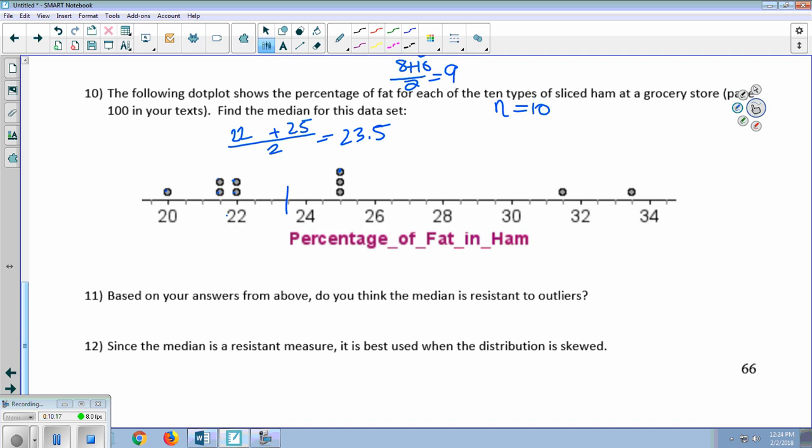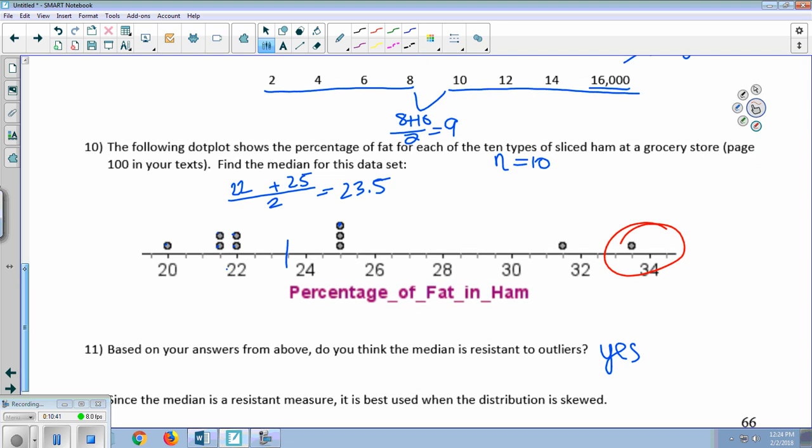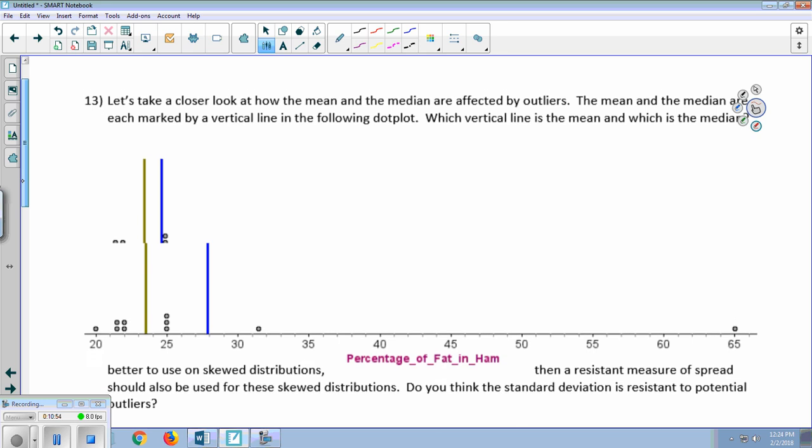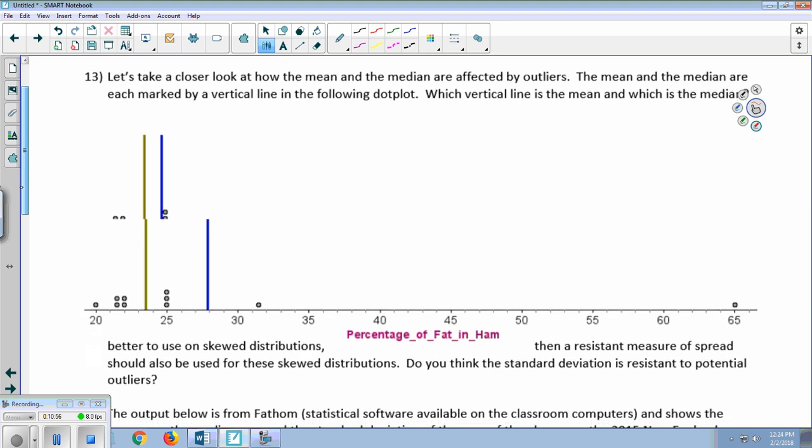Based on your answers from above, do you think the median is resistant to outliers? Yes, this data set up here is a little bit skewed, and the median isn't getting pulled in the direction of these really big data points. And in the data set we saw just above with the 16,000, we noticed the median didn't change. So it is what we would say is resistant to outliers.